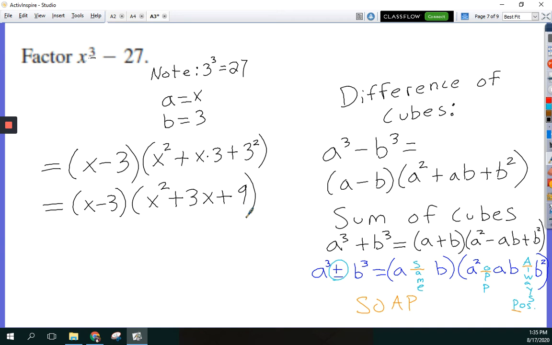The nice thing, or just how it ends up working out, is that if you use your difference of cubes or your sum of cubes correctly, that second trinomial is not going to factor. So I know that x squared plus 3x plus 9 is not factorable, and so that would be my final answer.